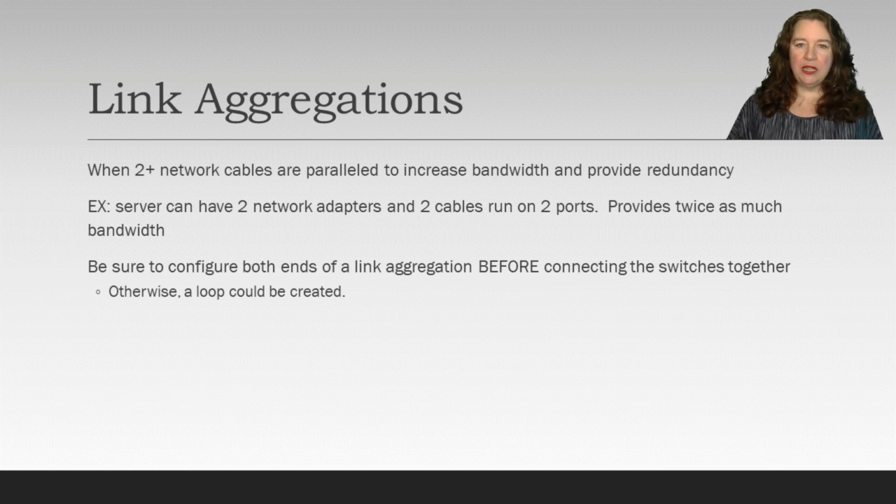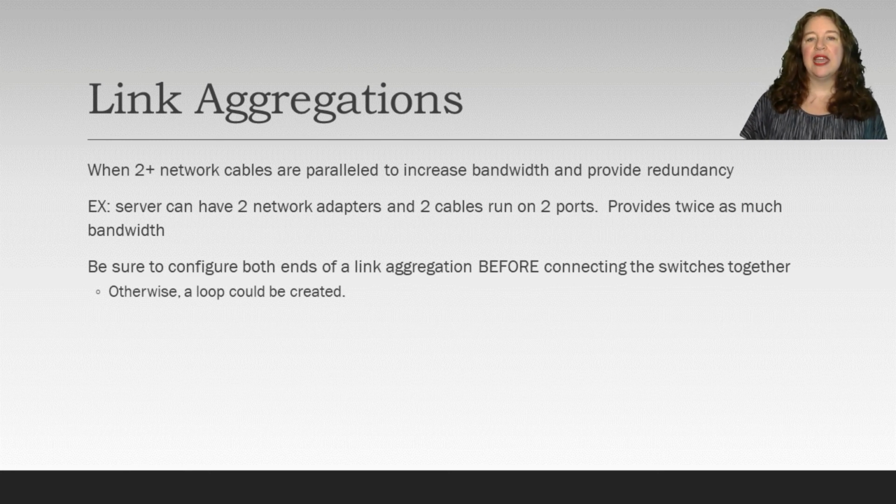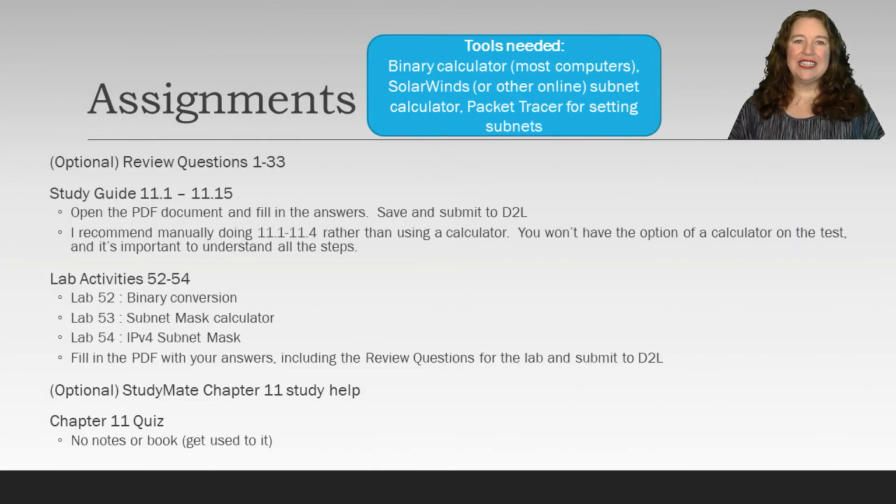The important thing about link aggregation is that you configure the ends before you actually connect the switches together. Otherwise, you could end up with a loop, and you don't want to end up with a loop. So make sure that you set up the ends of your link aggregation before you connect the different switches so that it can create this increased bandwidth and provide some extra redundancy in case one line goes down, the other one's available.